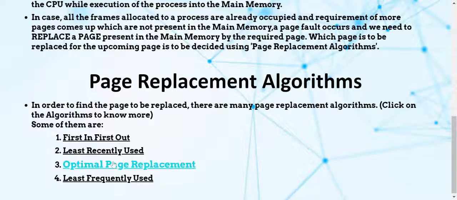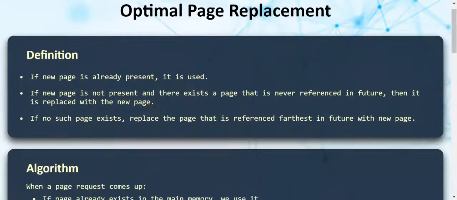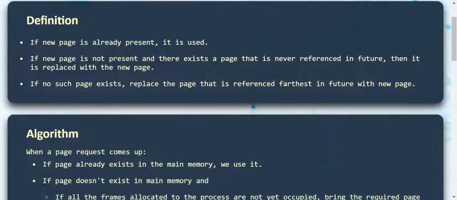Our next algorithm is OPR, that is optimal page replacement. As the name suggests, it always gives the least number of page faults for any input. If a new page is already present, it is used. If a new page is not present and there exists a page that is never referenced in the future, it is replaced with the new page. If no such page exists, replace the page that is referenced farthest in the future with the new page.